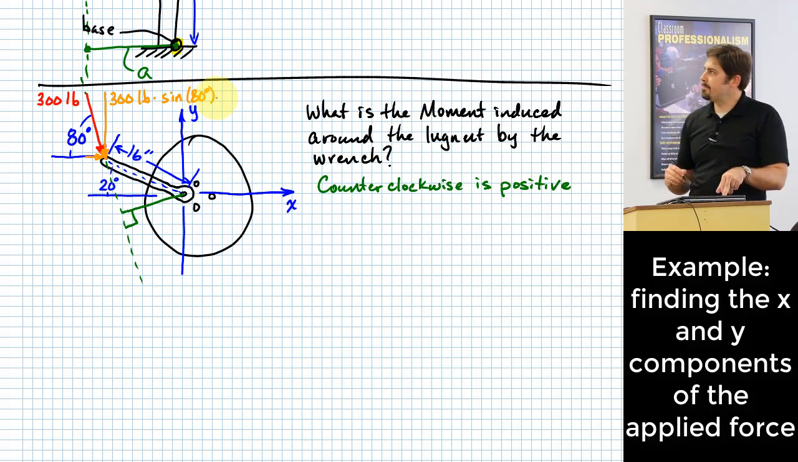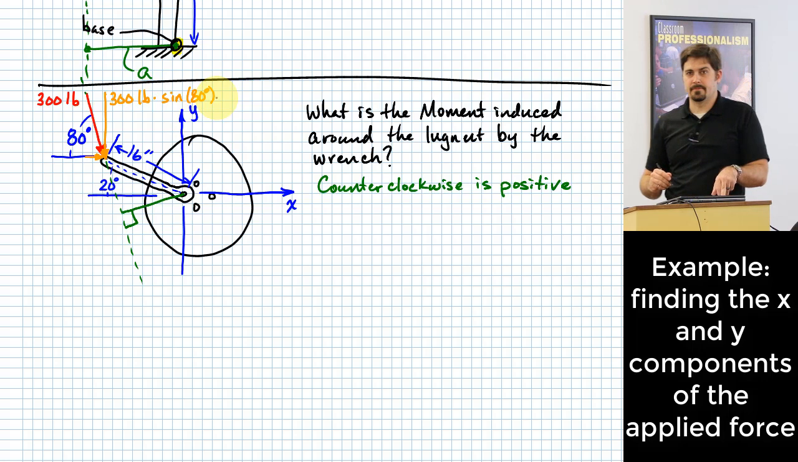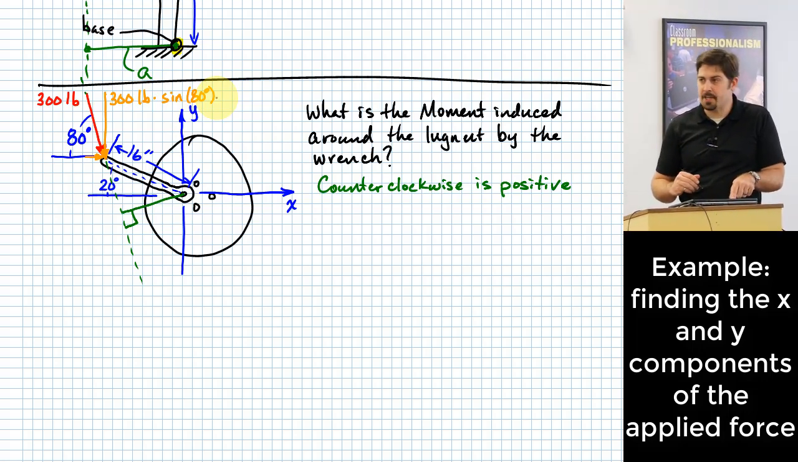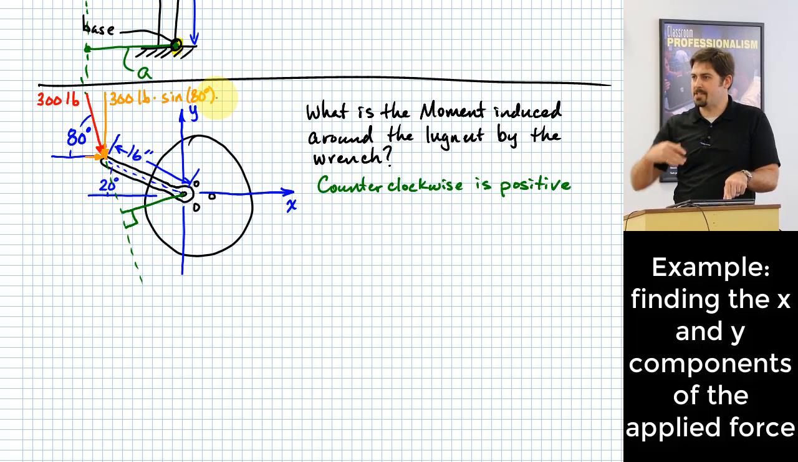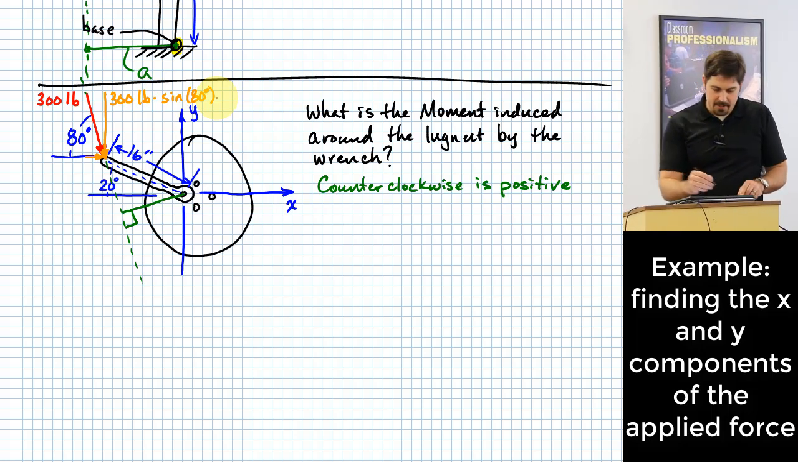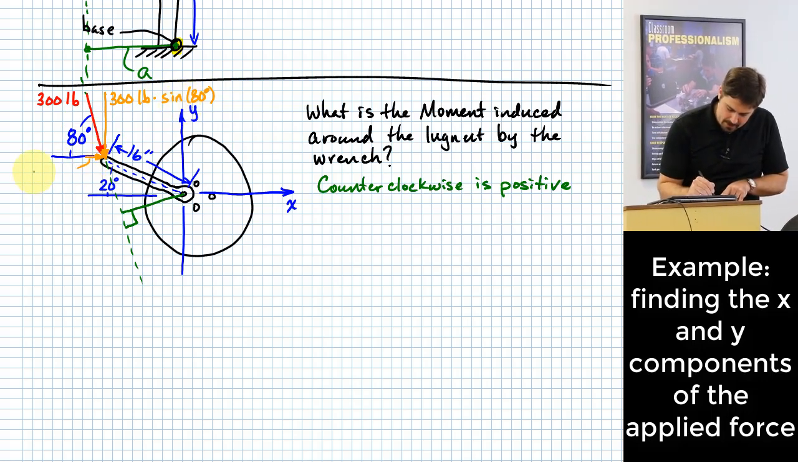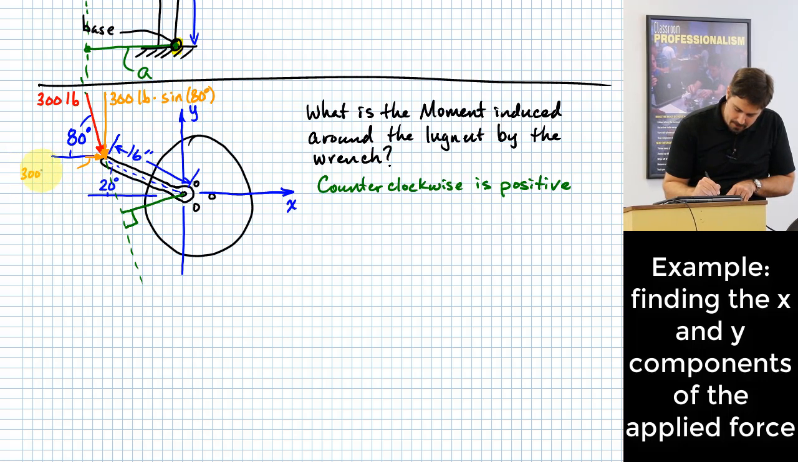Why is it the sine? Okay, notice where we're measuring that angle, it doesn't touch that component of the force. That means it's the opposite side. It does touch the line along which the other component runs, which means we're going to use the cosine on that side. So this piece is going to be 300 pounds times the cosine of 80 degrees.